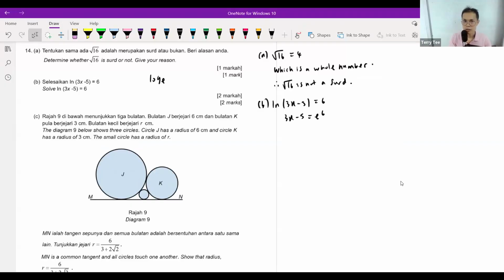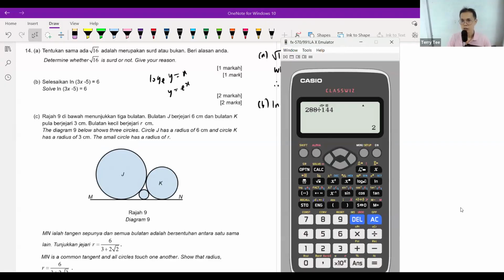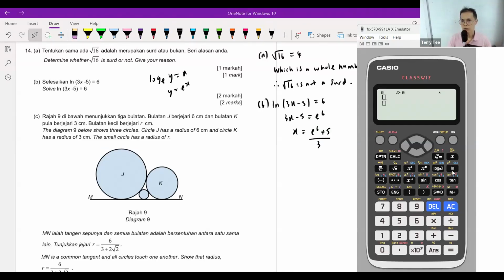Log base e, let's say y equals log base e of x, then x is e to the power of y. In this case, e power 6. Your power is 6. So your 3x is now e power 6 plus 5, then you divide by 3. You can use your calculator to find the value here. So we take shift ln, which is e power 6, then plus 5 and divide by 3. My answer is 136.1.